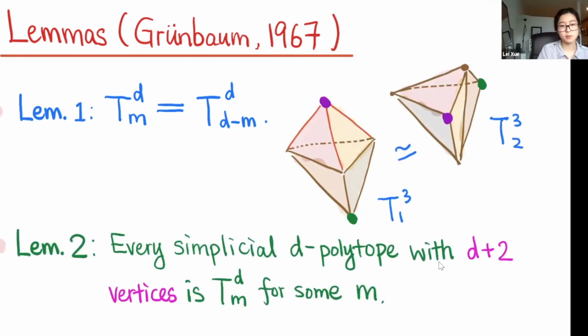And there's lemma 2, which says that in fact every simplicial D polytope with D plus 2 vertices is one of these. Together, lemma 1 and 2 should tell us exactly how many such polytopes there are. It should be D over 2, or the floor of that, right?